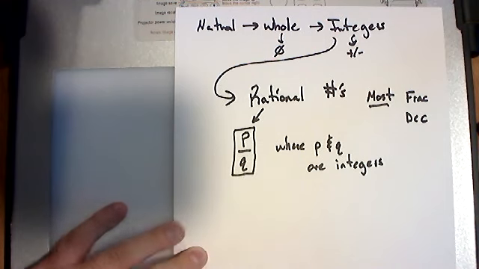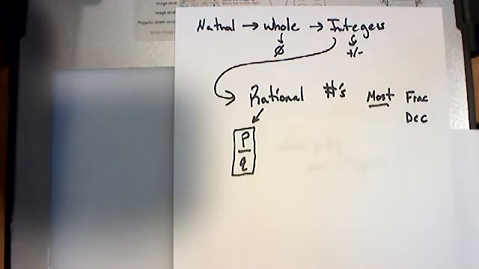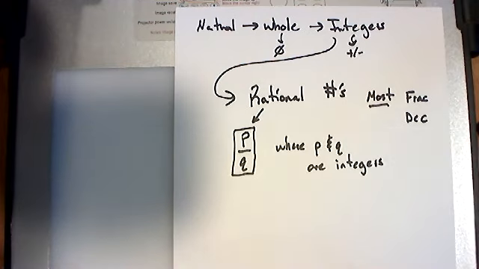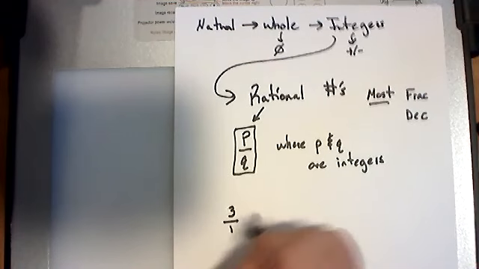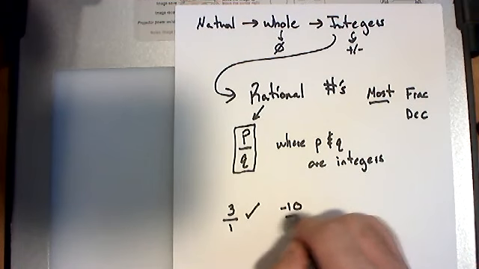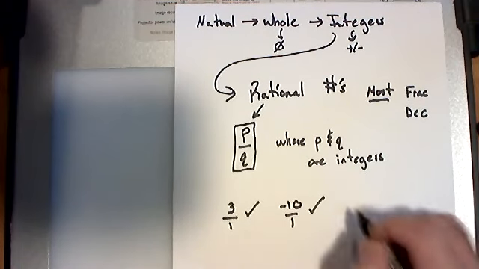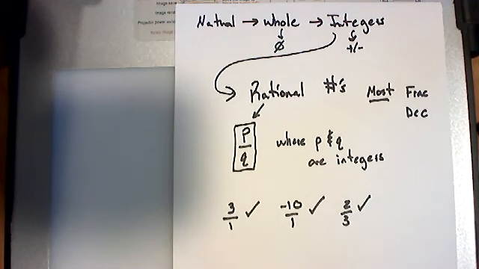But think about it. Let's just pretend for a second that I covered up the other part of that definition, right? And I just said rationals are P over Q. That's it. Wouldn't that be every single number ever? Couldn't you just say, well, here's the number 3, and I wrote it as 3/1, so that's rational. And here's the number -10, and I put it over 1, so that's rational. And here's 2/3, and that's rational, right? Because they're all fractions, they're all P over Q.